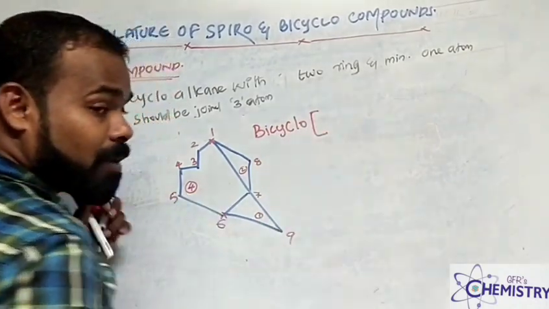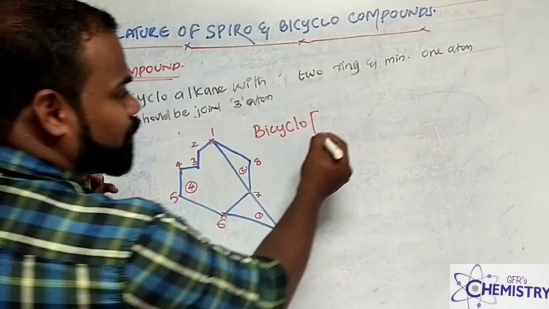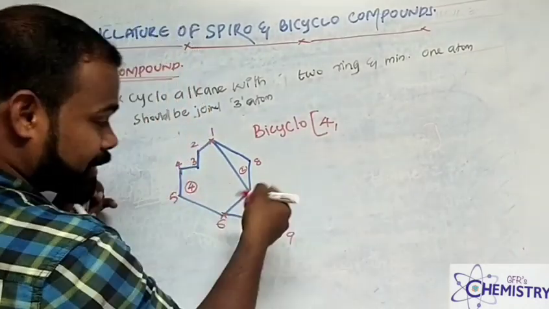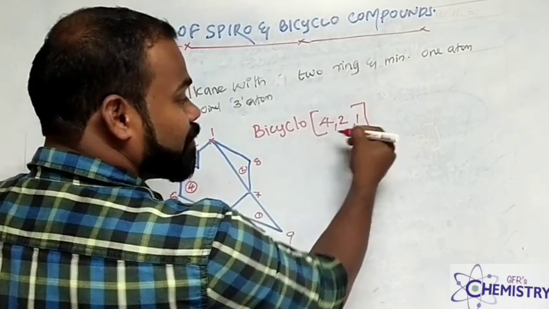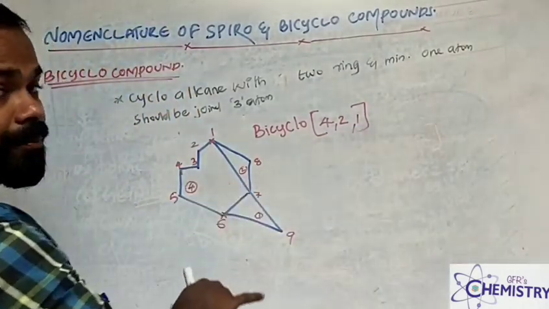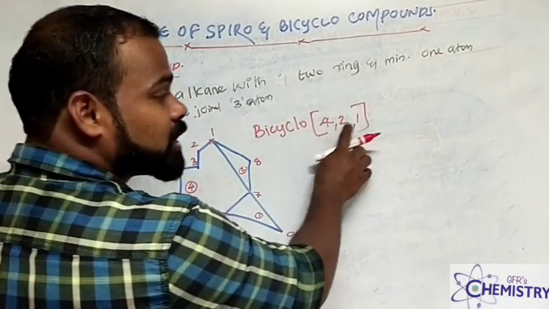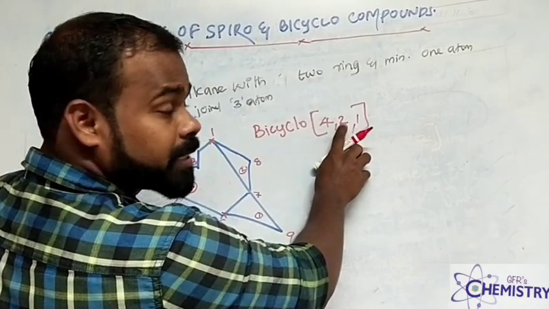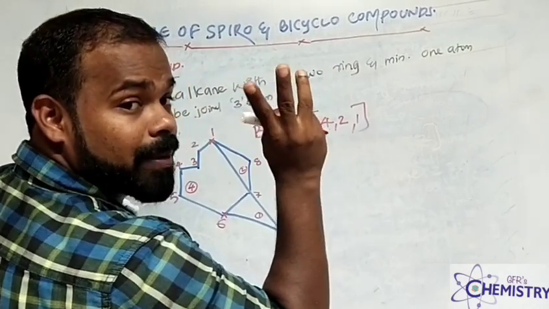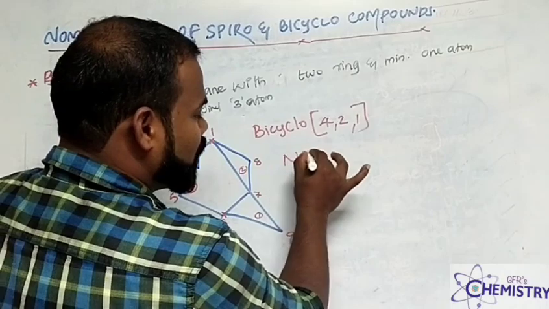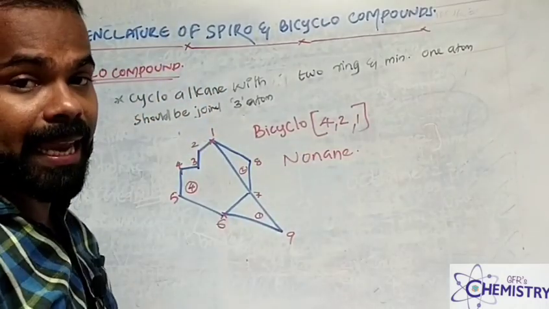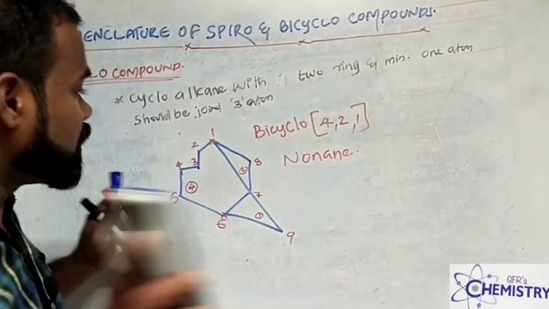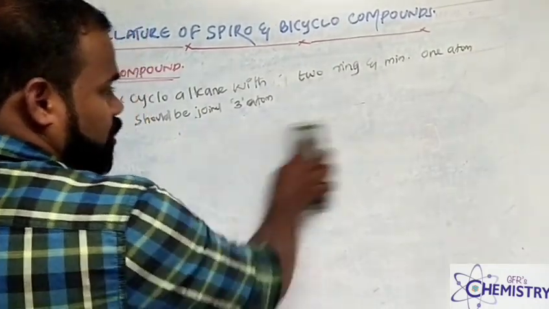Bicyclo, in your bracket, the biggest number 4, comma, the next biggest number 2, comma, the next number 1. Then the total number, otherwise you can add these numbers: 4 plus 2 is 6, plus 1 is 7, plus 2 bridge carbons is 9. 9 means nonane. Bicyclo 421 nonane.